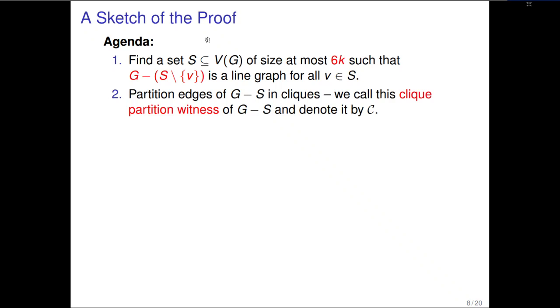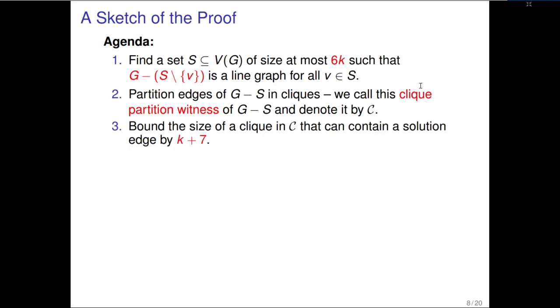Now, using this characterization by partition of the edges, as a second step, we partition the edges of G minus S, which is a line graph, into cliques in the way given by this characterization, so that it is really a partition of the edges: every edge appears in precisely one clique, and no vertex appears in more than two cliques. Just note that the clique partition witness, or the set of cliques, might not be unique. In particular, for vertices that are in only one clique, we can add a singleton, and we can also remove singletons from this partition. But it doesn't matter for our proof.